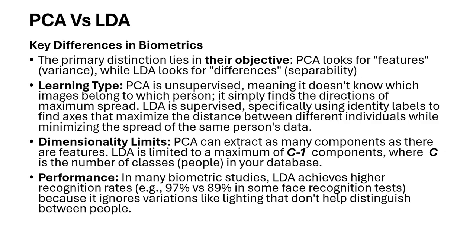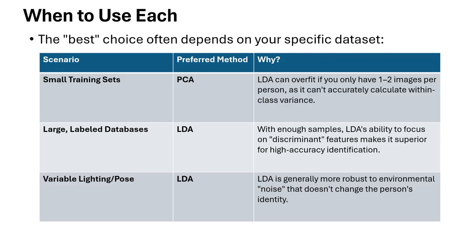So performance-wise, in many biometric studies LDA gives higher recognition rates compared with PCA. Because of that, it provides nearly 97 to 100 percent, so nearest to 100 percent it is going to work. So LDA is preferable for many biometric studies. Now, which algorithm, or which methodology, is perfectly suited for what kind of scenario?